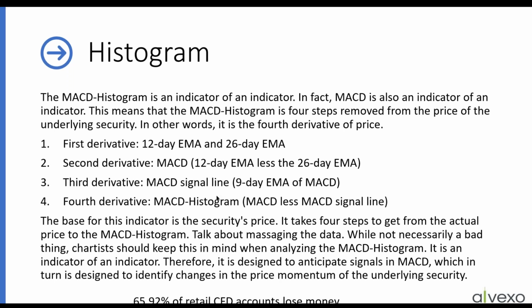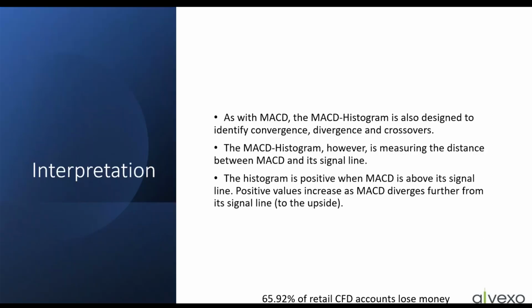The base for the indicator is the security's price. It takes 4 steps to get from the actual price to the MACD histogram. Well, not necessarily a bad thing. Chartists should keep in mind that when analyzing the MACD histogram, it is an indicator of an indicator. Therefore, it is designed to anticipate alerts in MACD, which in turn is designed to identify changes in price momentum of the underlying security. Now, as with MACD, the MACD histogram is also designed to identify convergence, divergence, and crossovers.